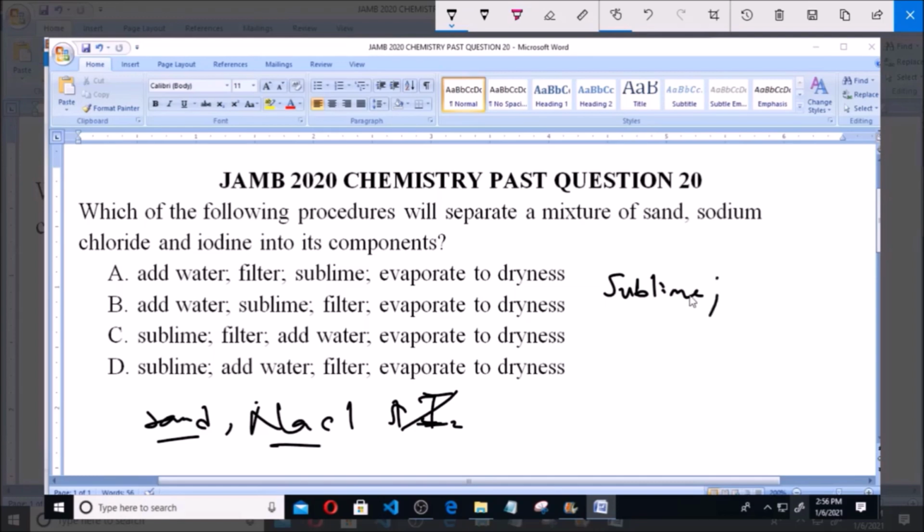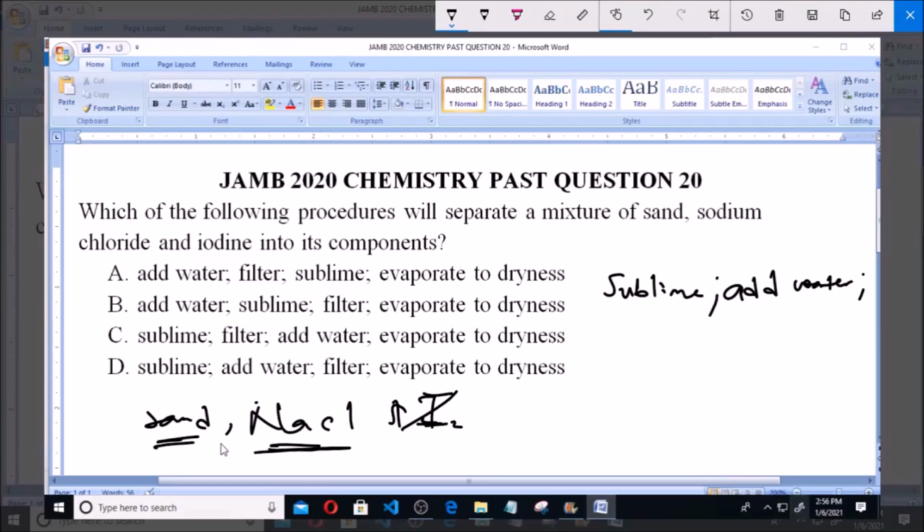Now the next thing to do is to add water. Let's check which of these two components is soluble in water. Is it sand or sodium chloride? Addition of water will enable us to determine which is soluble. Now when water is added, it will be discovered that sodium chloride, which is a salt, common salt, is soluble in water, while sand is insoluble.